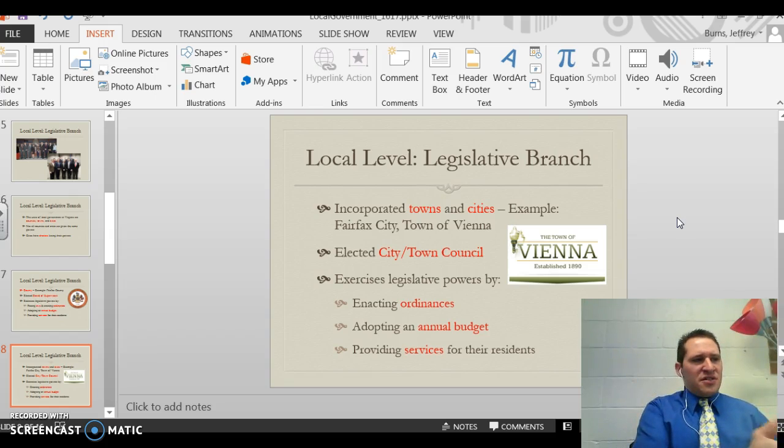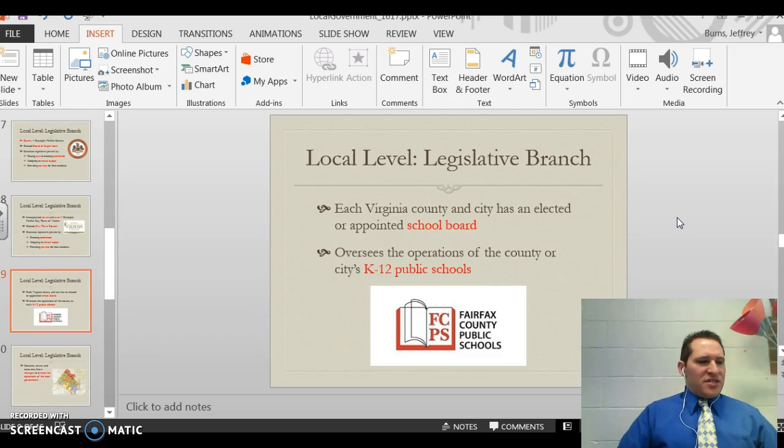All right, going on to the second page of number 8. We're going to continue with the school board. Every Virginia county and Fairfax City has an elected or appointed school board, and they oversee the operations of our public schools. That's their basic function.